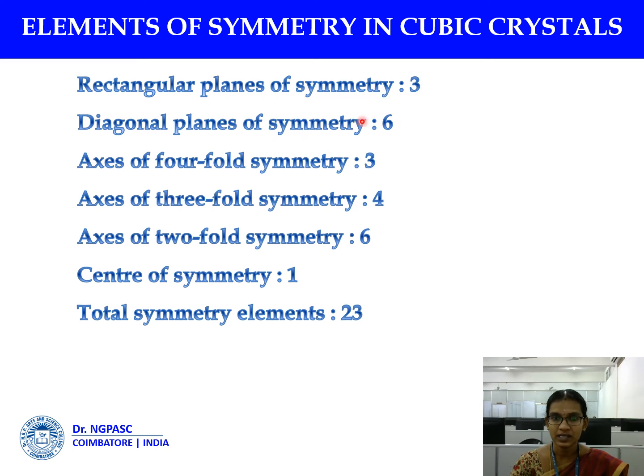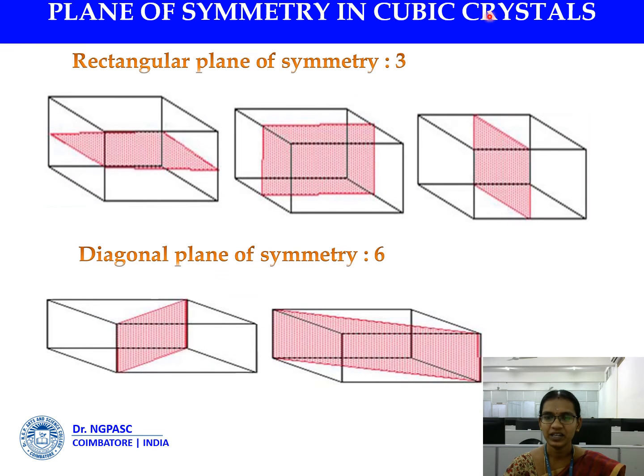the axis of fourfold symmetry is 3, the axis of threefold symmetry is 4, and the axis of twofold symmetry is 6. The center of symmetry is 1. Therefore, the total symmetry elements in a cubic crystal system is 23. Now we'll calculate one by one. Plane of symmetry in a cubic crystal.